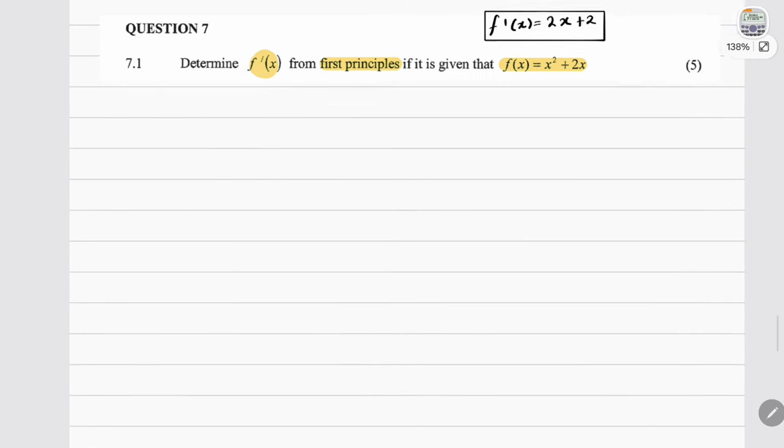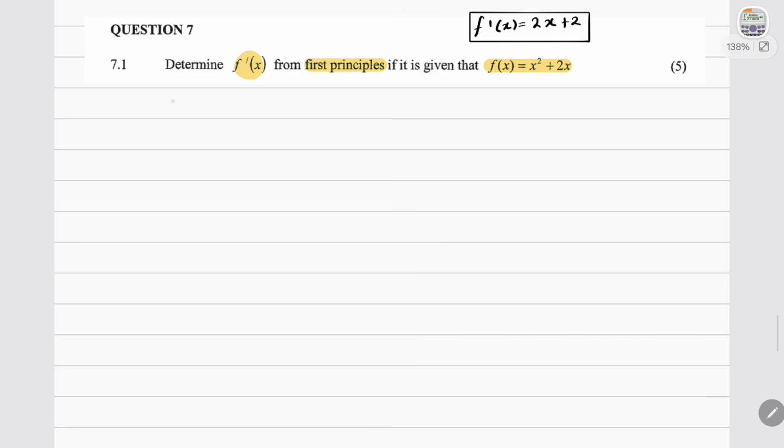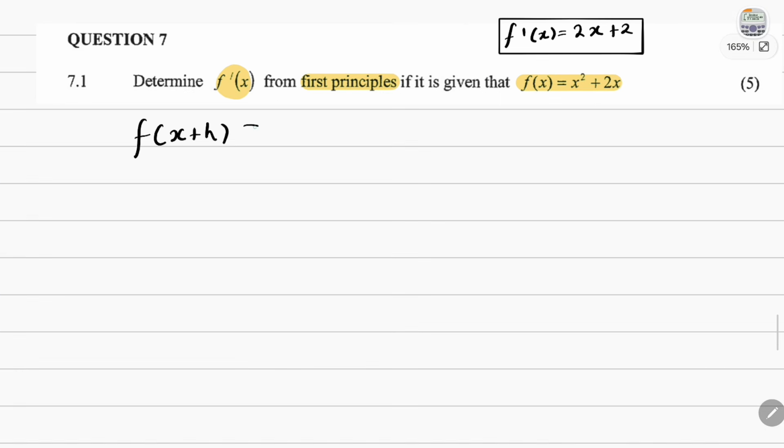Let's go. So to use first principles, we're going to need this part, okay? The second y value, which is just going to be f of x plus h. Okay, and so we'll say this is equal to, you see how we just said f of x plus h. So wherever you see x, you're just going to replace it with x plus h. And so this is equal to, there's x squared, so we'll say x plus h all squared plus 2, and then there's x, so x plus h.